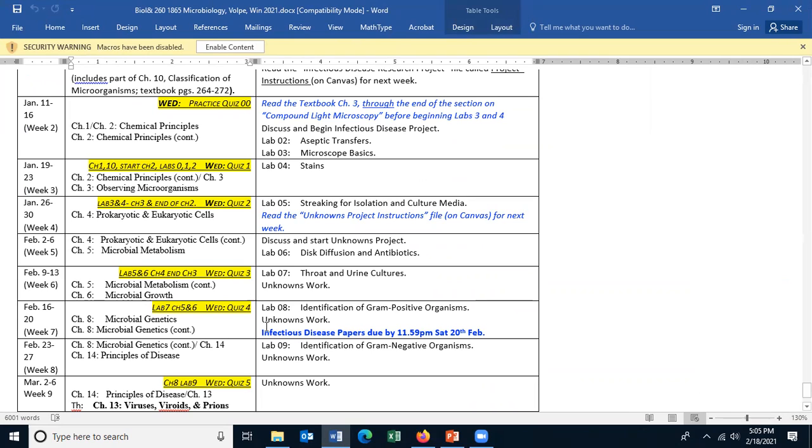Remember, your infectious disease research project is due this Saturday, February 20th at 11:59 p.m. Also work on your unknown work, and if you haven't done Lab 8, please finish Lab 8.